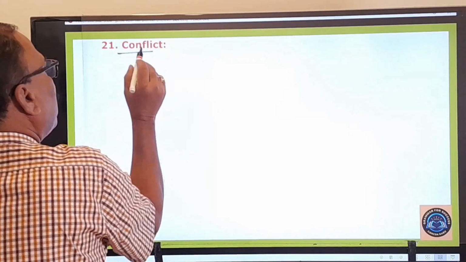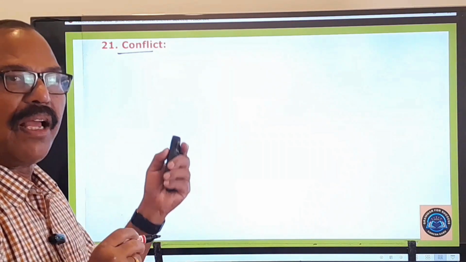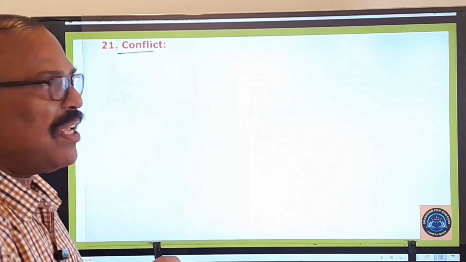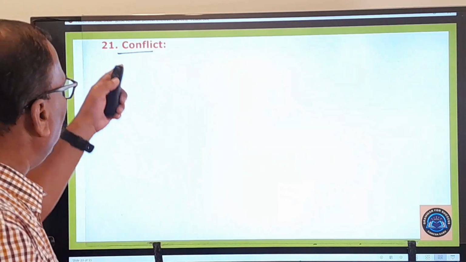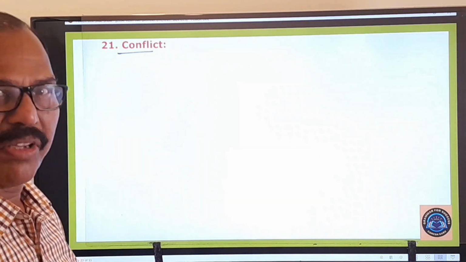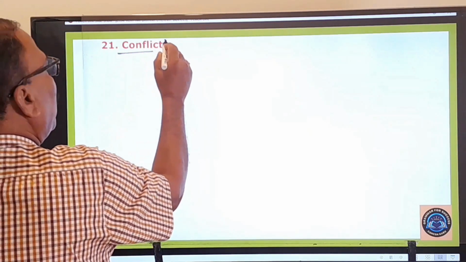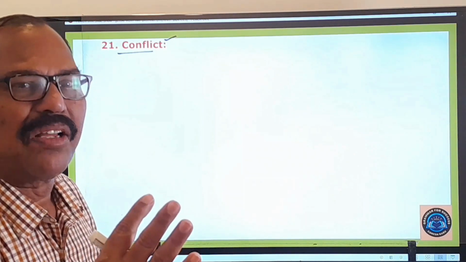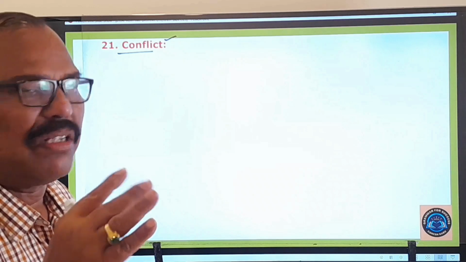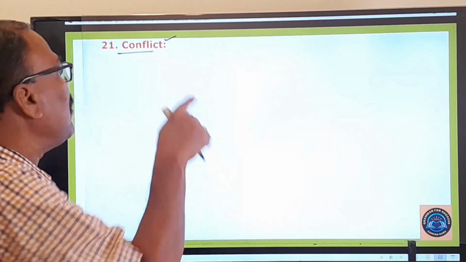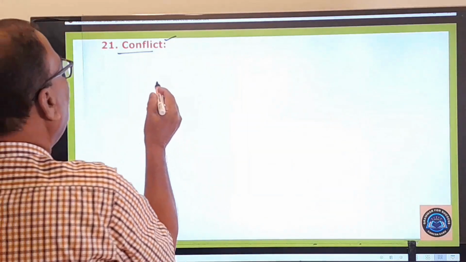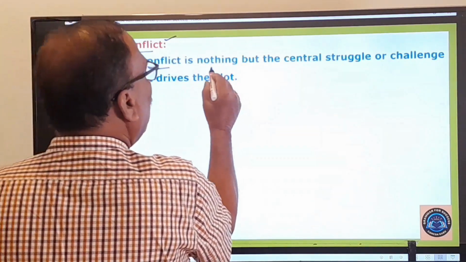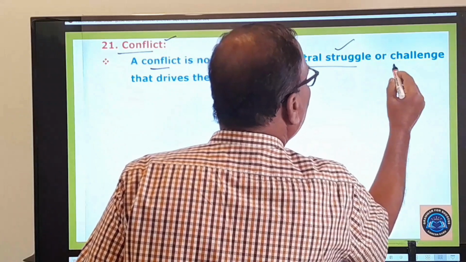So, 21st one, conflict. I have already dealt with 20 literary terms, and in this video I am going to deal with 13 more, and therefore the number begins from 21. What is this conflict? Conflict in general English is nothing but a fight or a quarrel or a struggle. But what is the meaning of this conflict in a literary work? A conflict is nothing but the central struggle or challenge.